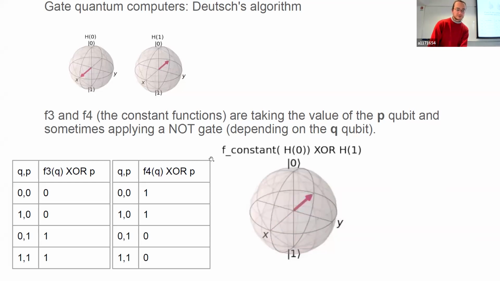So now let's look at what happens with the constant functions. This time the behavior of the P and Q qubits is reversed. The constant functions either return the value of the P qubit or flip the value of the P qubit, depending on which function you have. So this time it is the P qubit that gets either preserved or flipped.